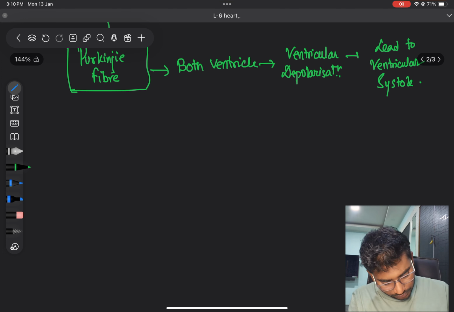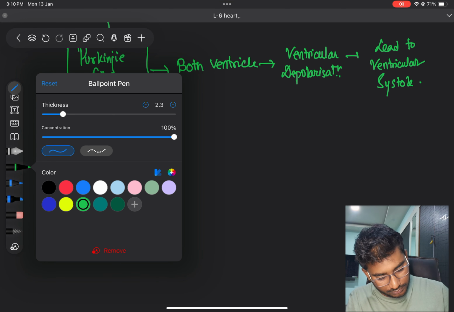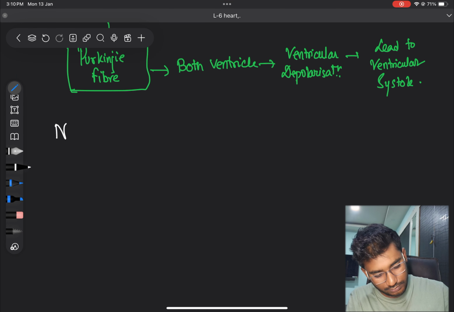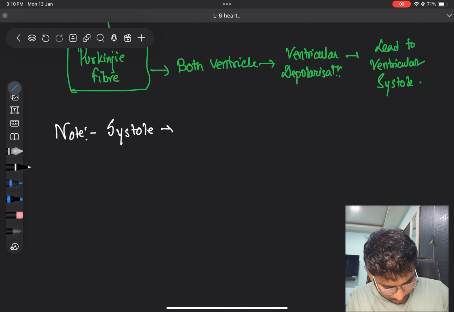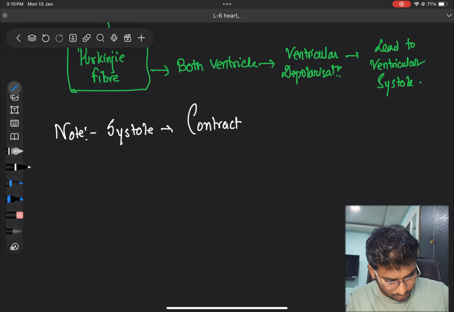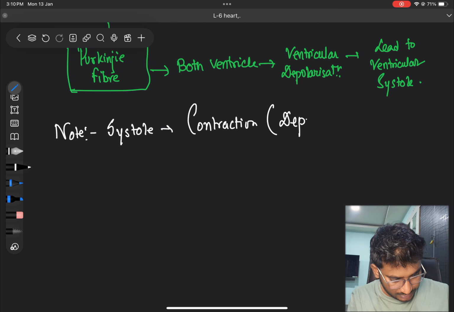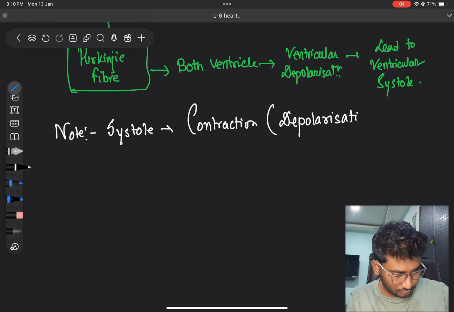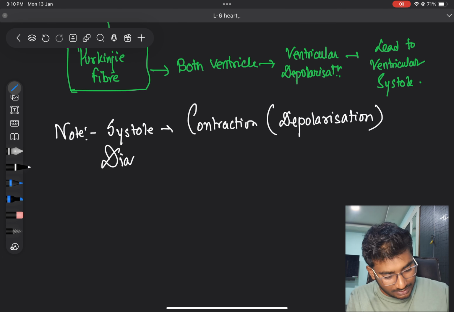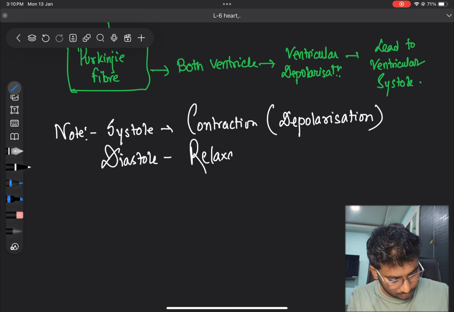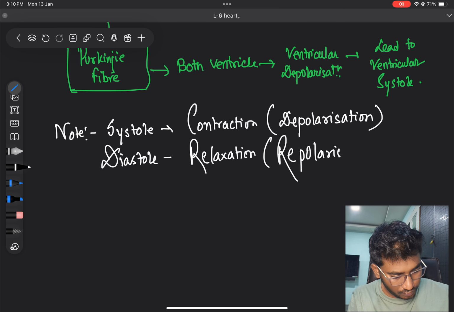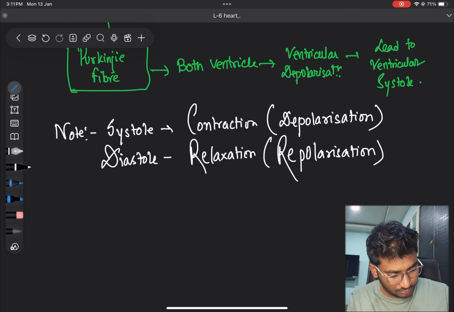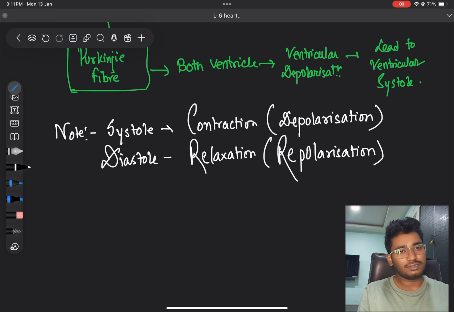Now take it as a note. What is to be noted? Systole means contraction, that is the depolarization, and diastole means relaxation, that is repolarization.